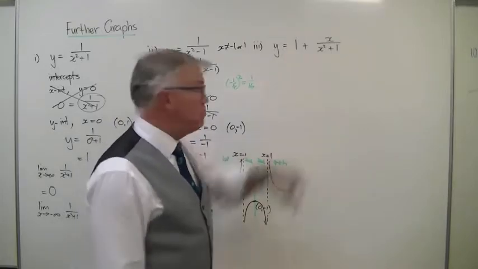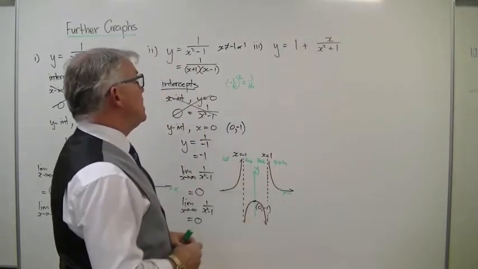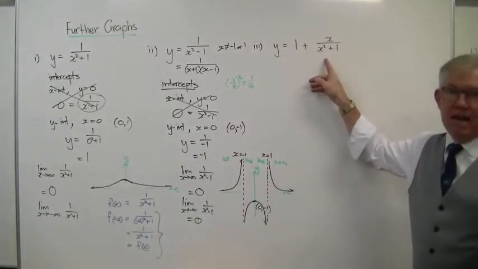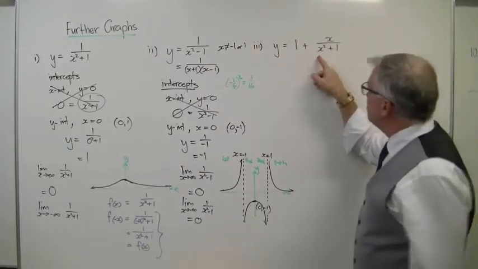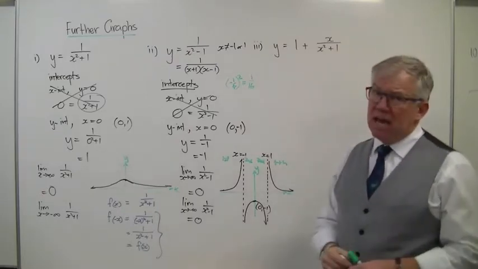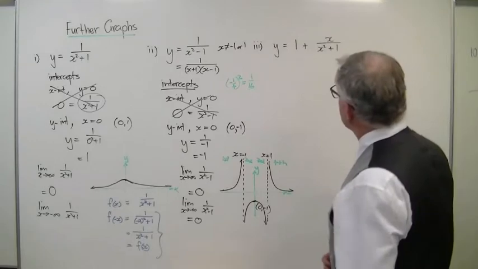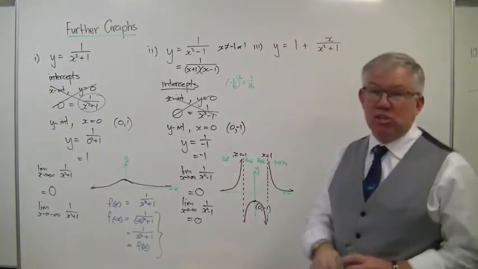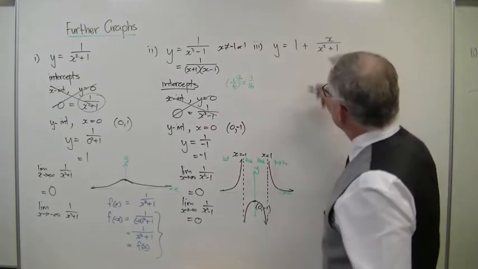If we look at our third example, same sort of process. Are there any values of x that we can't have? Well, actually no, there is no value of x that's going to make this denominator equal to 0, so we can have any value of x.